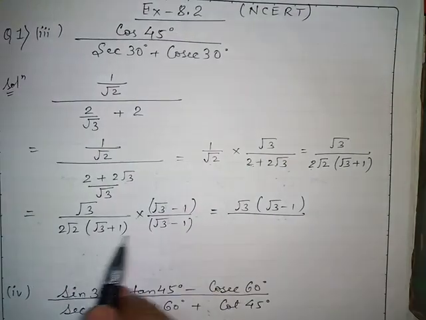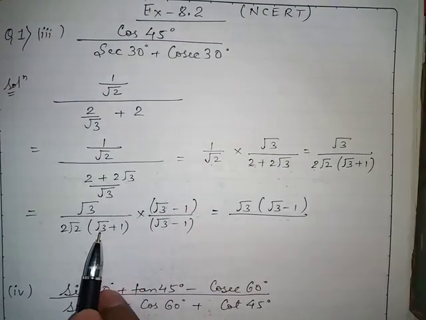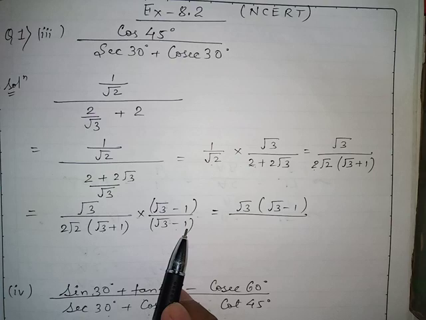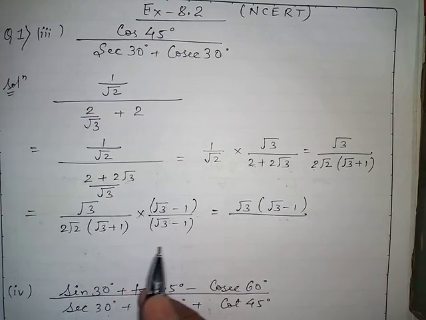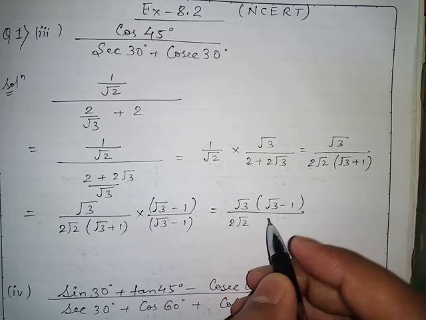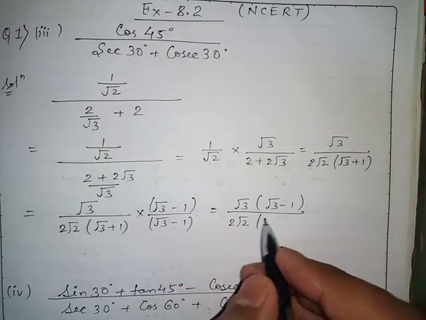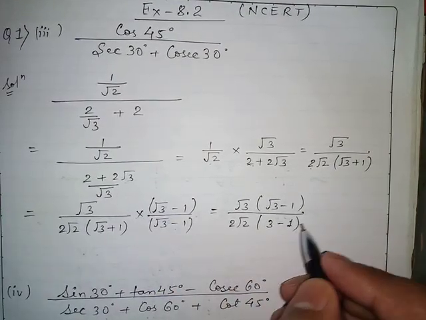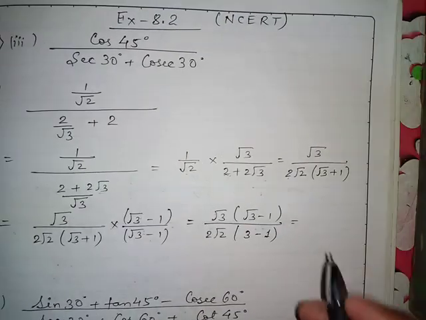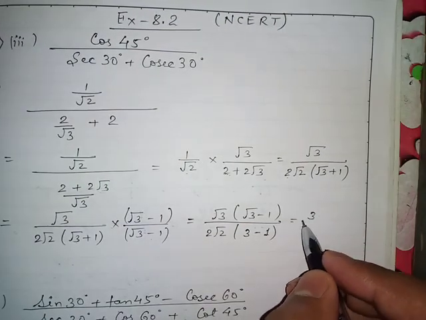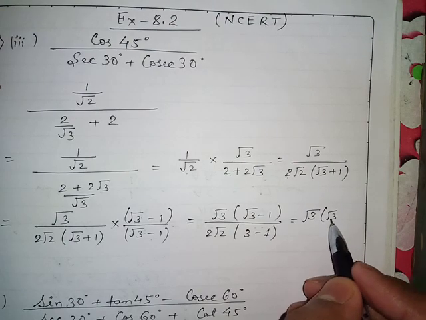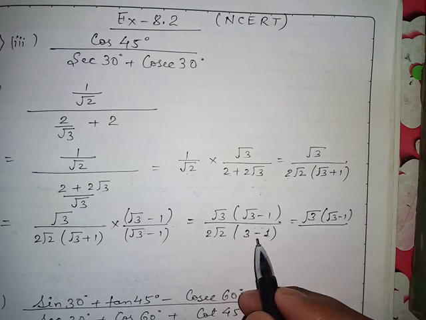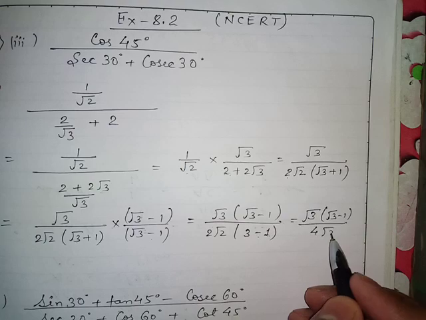I will multiply these two, and now see, these two terms, root 3 plus 1 and root 3 minus 1, are in the form of a plus b and a minus b. So I can apply the identity a square minus b square. So that is 2 root 2, and here it is root 3 square, so this is 3, and minus 1 square, that is 1. So here the value is 3 root 3 minus 1 by, the value of this part is 3 minus 1 is 2, so 2 into 2 root 2, that is 4 root 2.